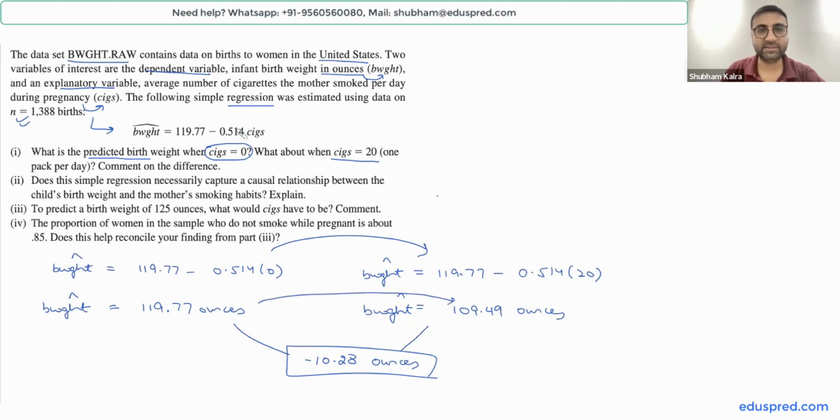Okay, which we can also see from here that cigarettes and birth weight have a negative association, because this number over here is a negative number, right? So this number over here, that is minus 0.514, is telling you what will happen to the predicted birth weight if CIGS increases by 1. So this is the slope. And if your CIGS increases by 20, then the number is going to be minus 10.28 ounces. Let's move to the next part.